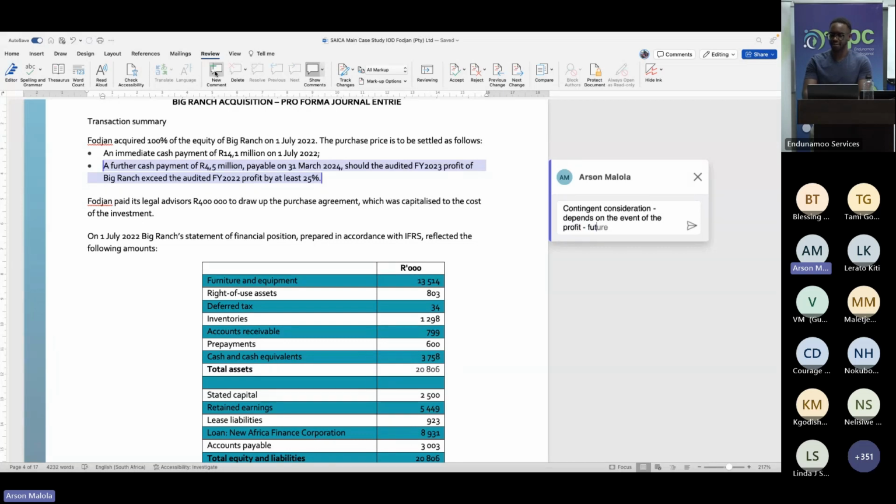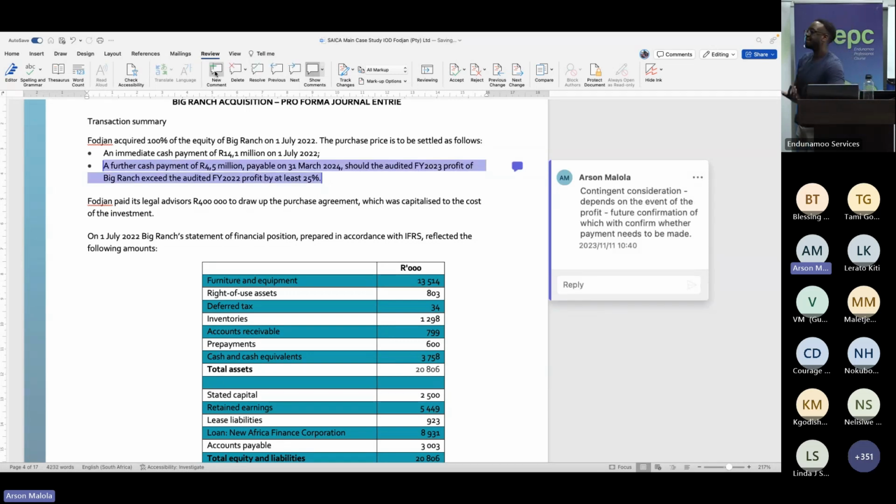Absolutely. So a future event, confirmation of which, and I'm just paraphrasing, will confirm whether payment needs to be made and is not within the control. Actually, let me not paraphrase; I'm going to use the word control. The confirmation comes later. And what is the key thing that I did there? What I'm asking the chat to also do, because we need to practice now, is this: it's fine, you can throw out a term.